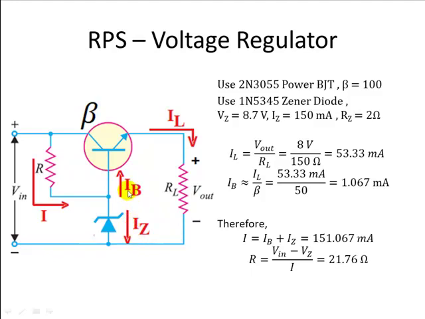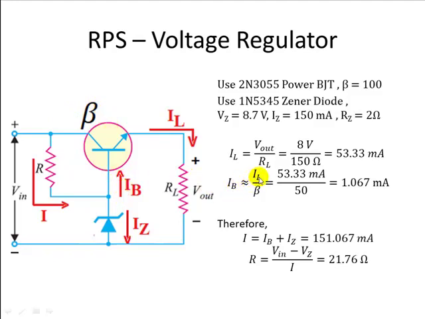So let me calculate what is IB. If you see this part, load current IL is nothing but the emitter current, which is almost equal to the collector current IC that I have not represented here, and the beta of the transistor is a known thing. So we can calculate what is IB.